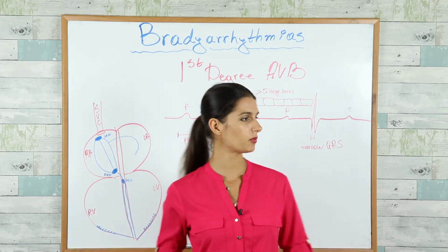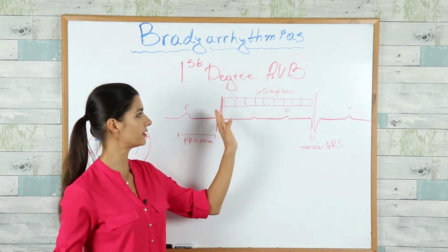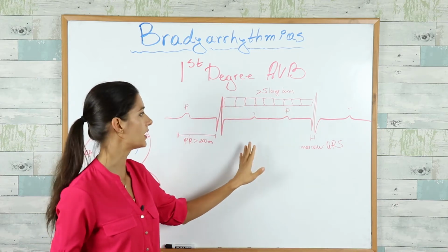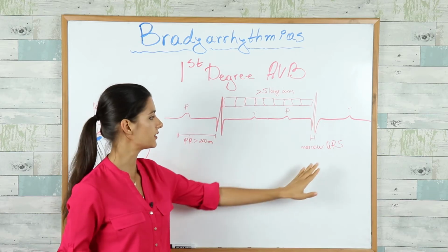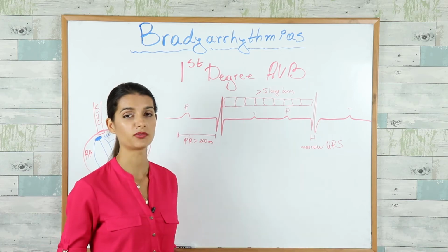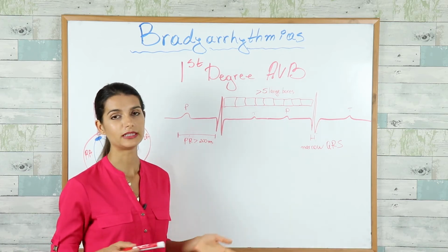So here also what we observe is again more than 5 large boxes, basically the heart rate is much lower than 60 beats per minute, and a narrow QRS complex. And if the patient is asymptomatic, very often in older patients, they do not need any treatment.